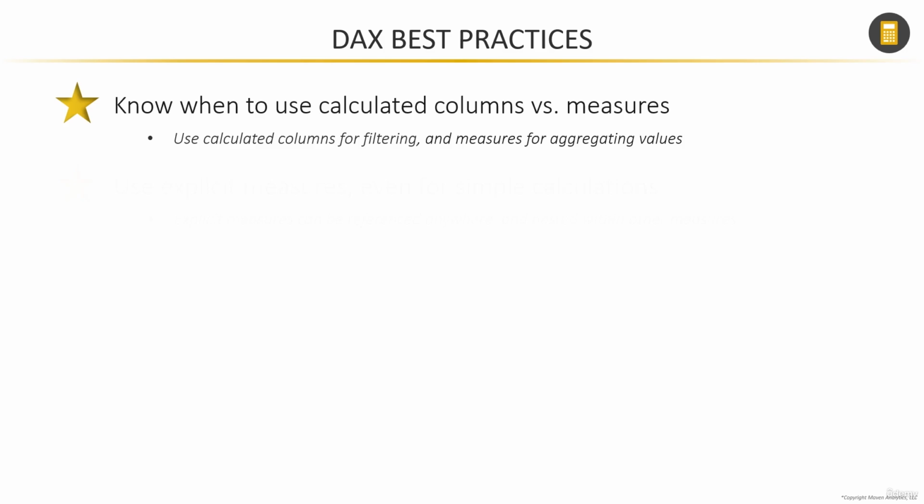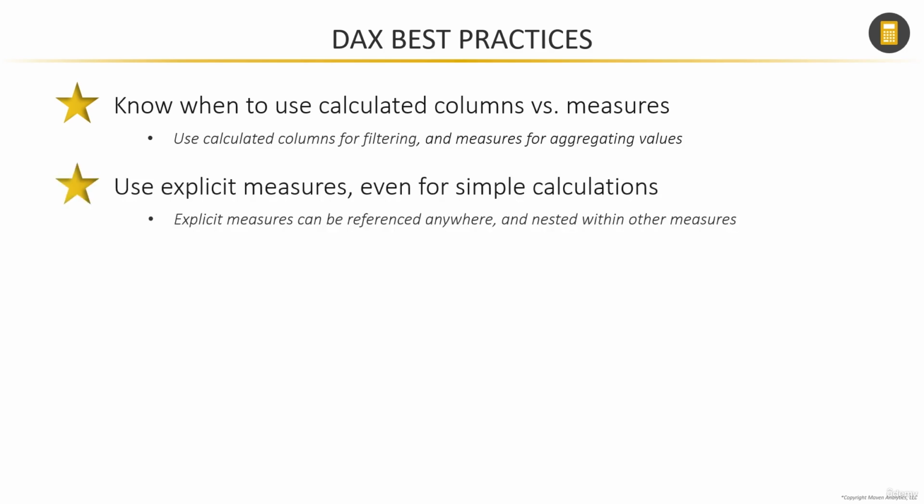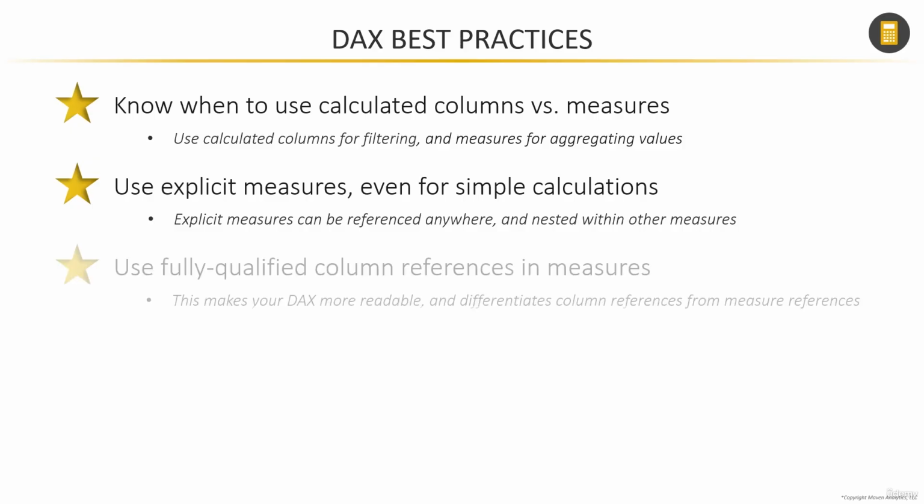Next, create explicit measures and get in the habit of writing measures for even the simplest calculations, like the sum of orders or the sum of sales. Once you create a measure, you can use it anywhere in the report as well as an input to other more complex calculations, which we've seen many times at this point. So, rule of thumb here, try to avoid using implicit measures by simply dragging those raw fields into a visual.